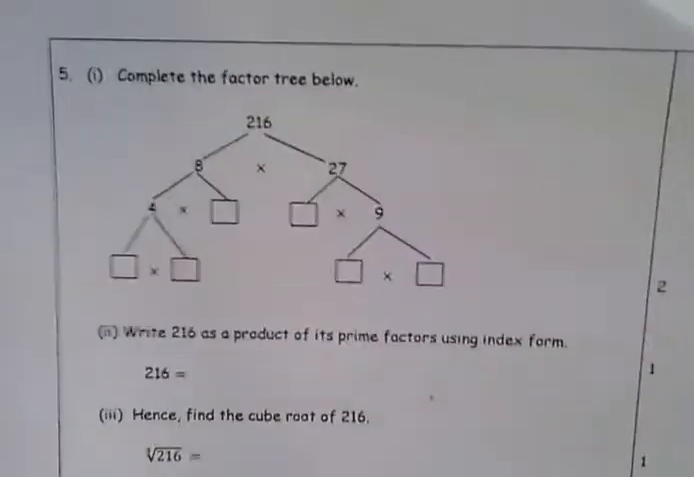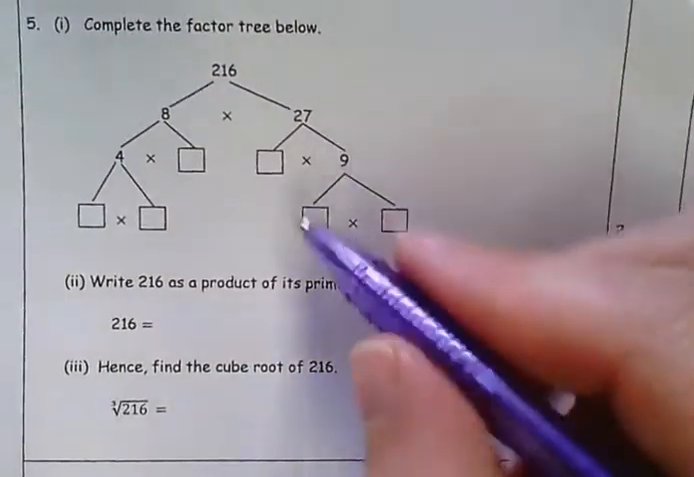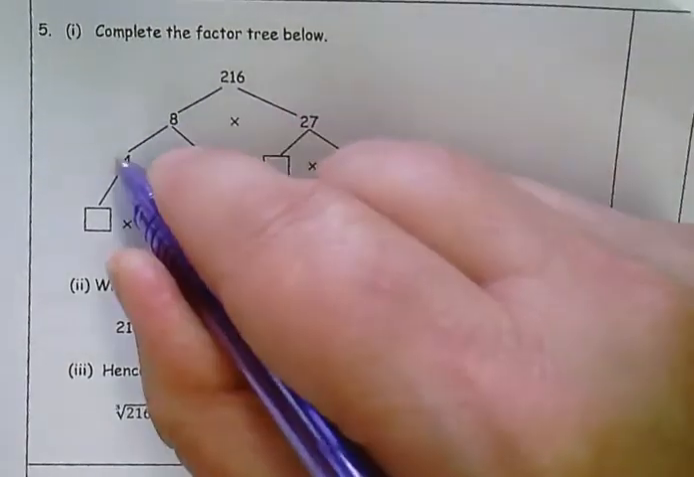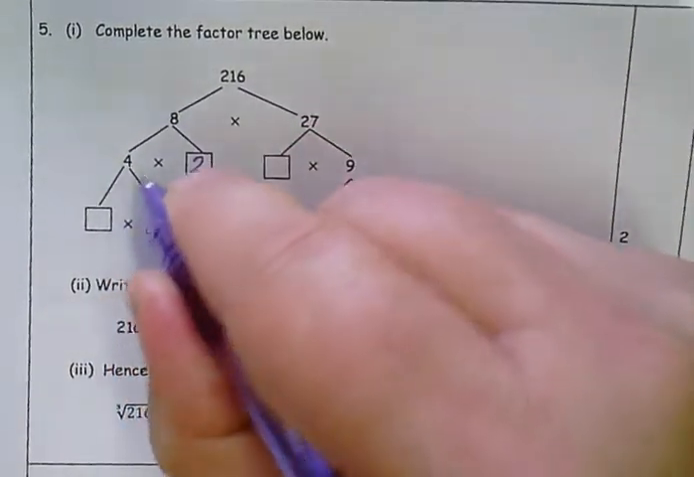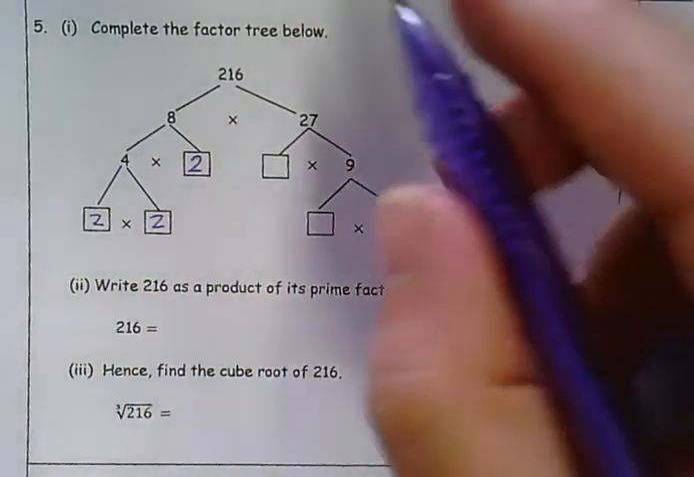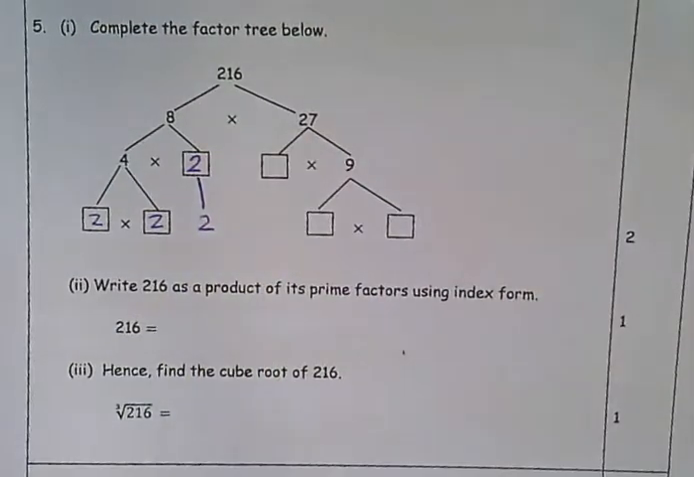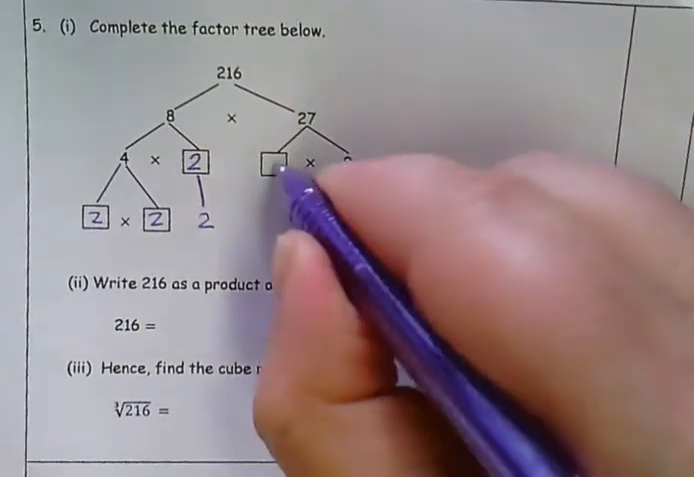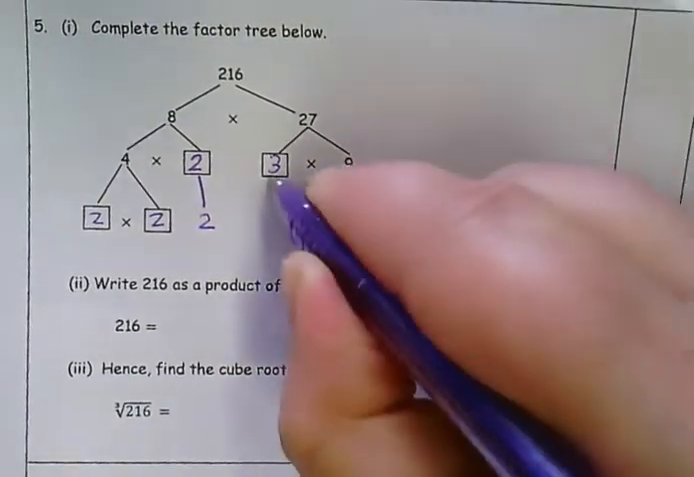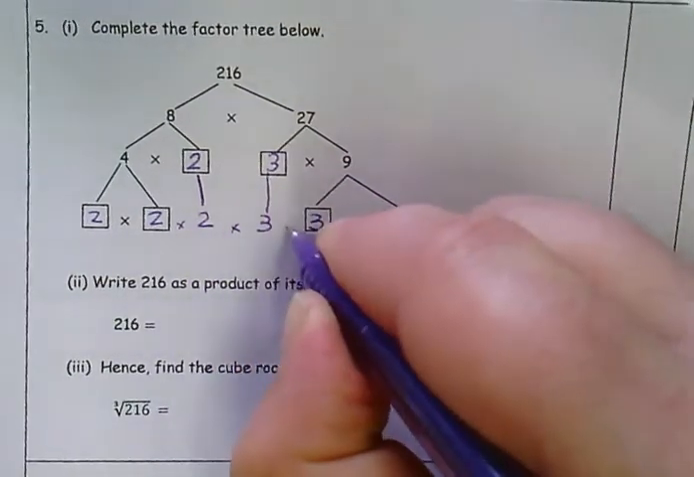Okay, now for question 5 to complete this factor tree. So 216 is 8 times 27. Now 8 is 4 times 2 and 4 is 2 times 2. Now I know this hasn't been brought down in the diagram, but this 2 you can bring down here so that you don't forget about it. 27 is 9 times 3 and 9 is 3 times 3. Now I'm going to bring this 3 down as well. There are all multiplication symbols between these.